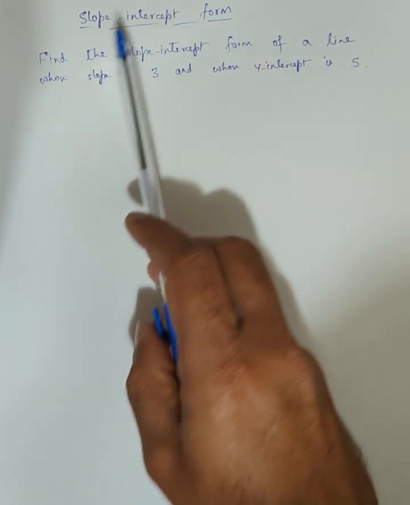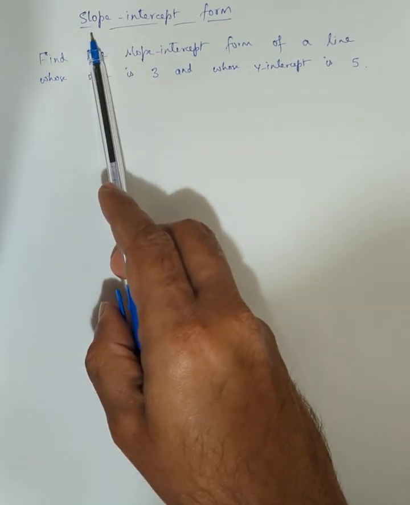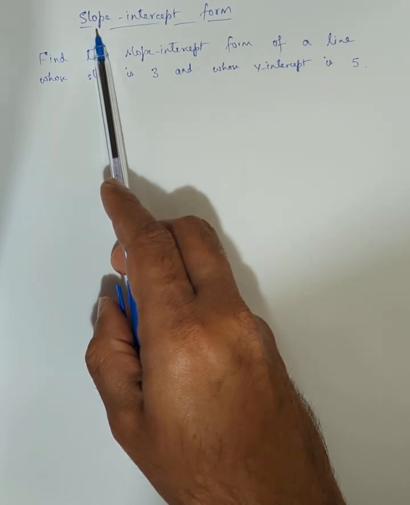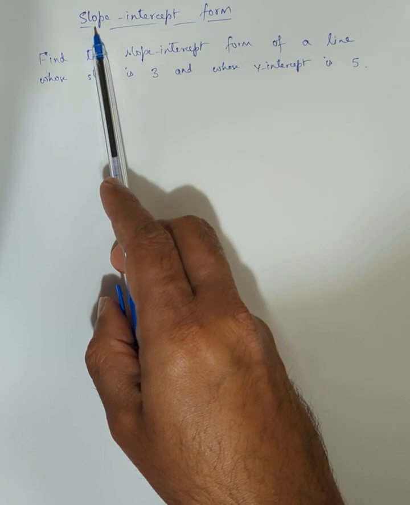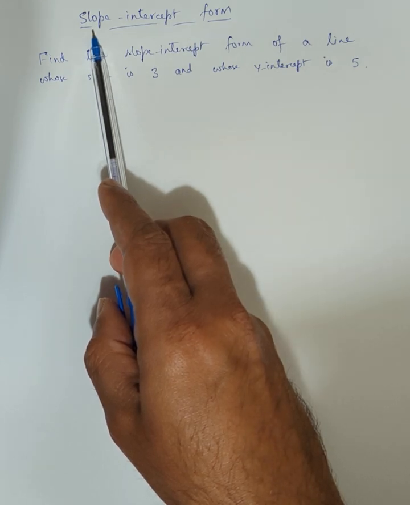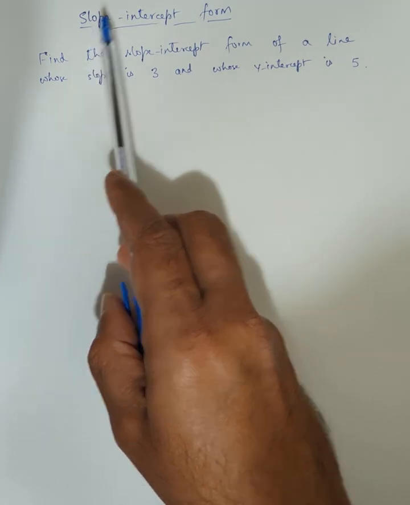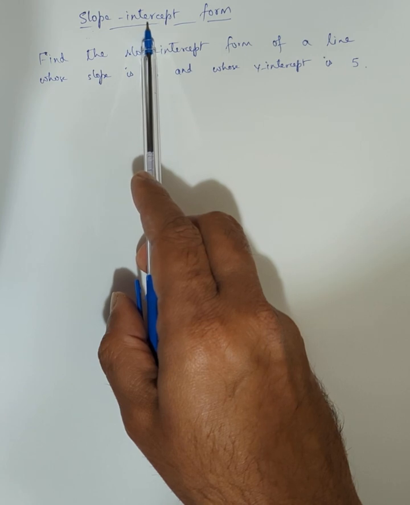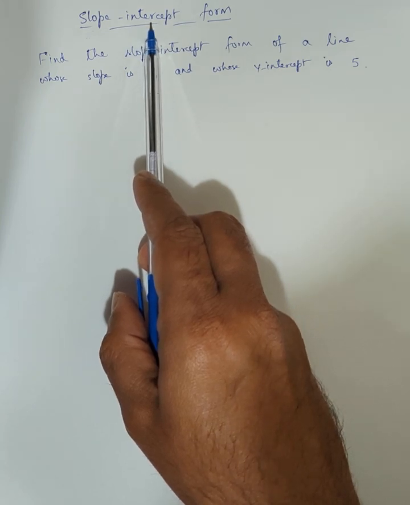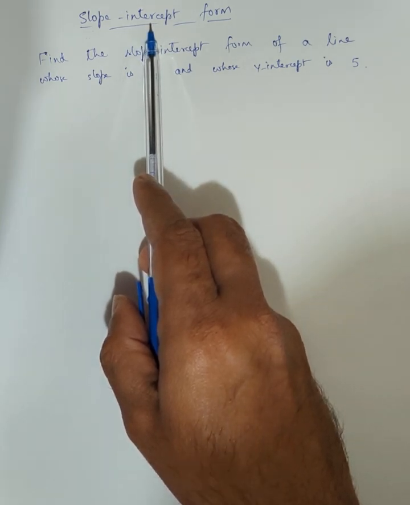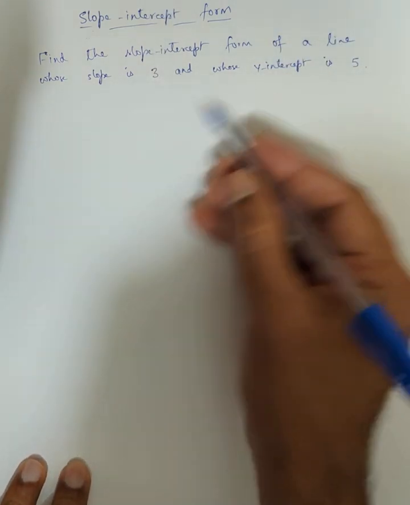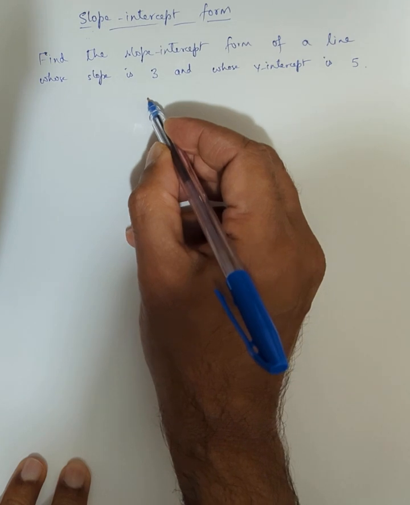Now, if you do not know what slope is, I have a video completely dedicated to slope. You might want to watch that first. There, I have described slope as the ratio of rise to run. So it's rise over run. And what is y-intercept? Y-intercept is a point on the y-axis where the line meets it.